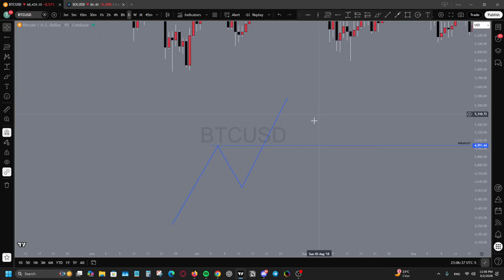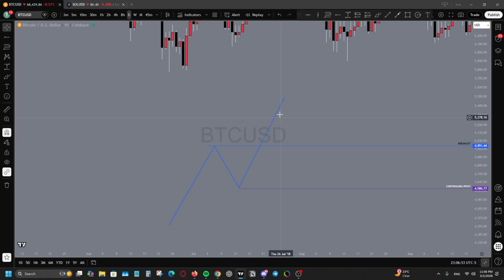You see the uptrend has been made, all right? This low right here, the lowest point before the breakout, okay? The lowest point is called our controlling pivot, all right? And what is the controlling pivot? Pretty much every time. So, okay, here we have the uptrend, all right?